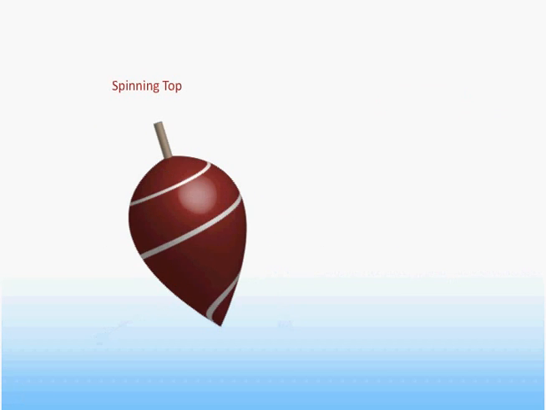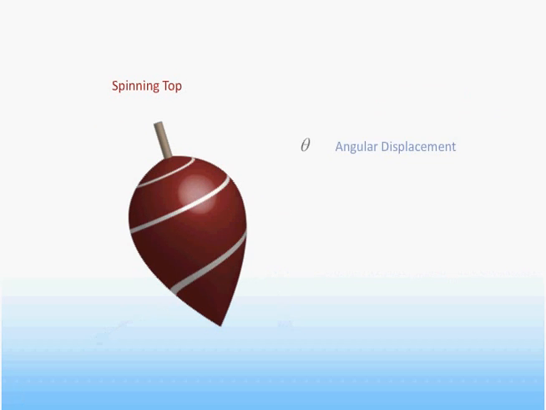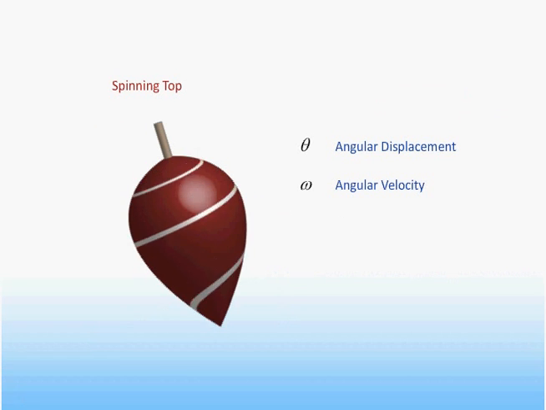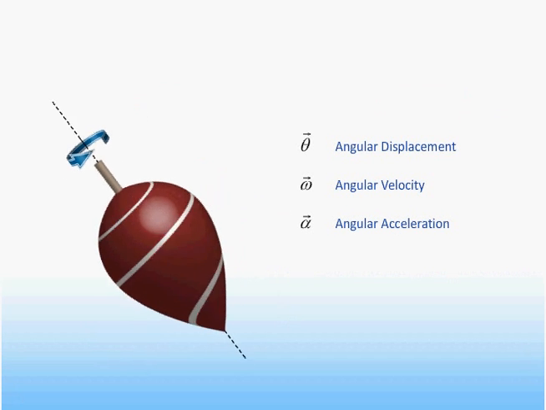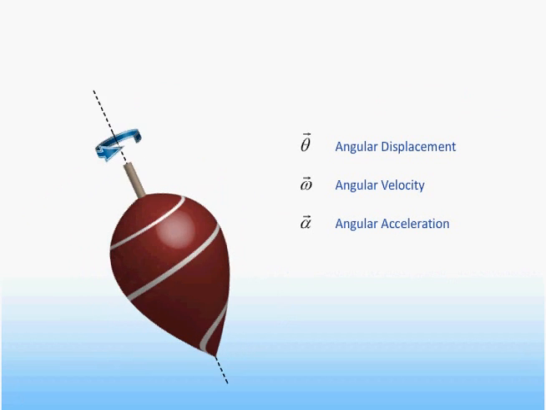Here we see a spinning top. So far, we have described this motion in terms of one-dimensional variables, the angular displacement, the angular velocity, and the angular acceleration, all defined relative to the axis of rotation. We will need to generalize this description to 3 dimensions when we allow the direction of the rotation axis itself to change.